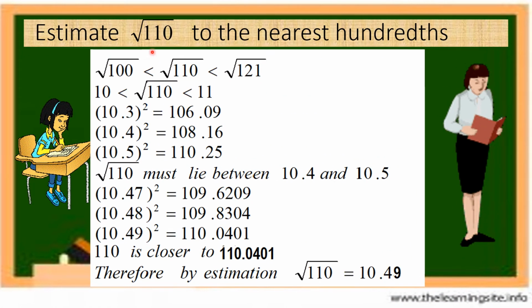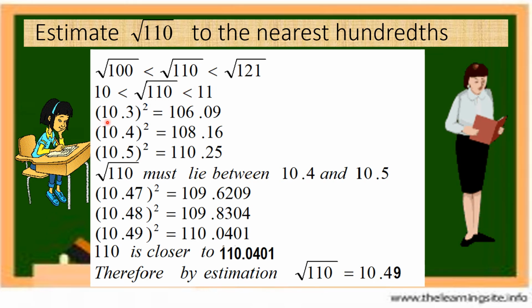To estimate the square root of 110 to the nearest hundredths. The square root of 110 is in between square root of 100 and square root of 121. Square root of 100 is 10 and square root of 121 is 11. So it is in between 10 and 11.